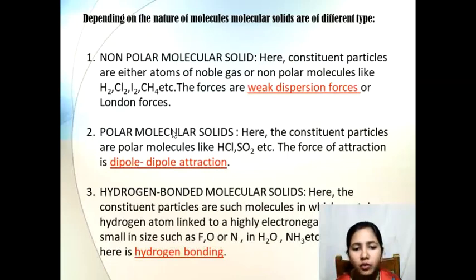The third one is the hydrogen bonded molecular solid. As the name says, the constituent particles are such molecules in which a hydrogen atom must be there and it is linked with an electronegative atom which is small in size. The examples are given here, like fluorine, oxygen, nitrogen in H2O, NH3, etc. And the force of attraction between them is hydrogen bonding. So there are three types of molecular solids: non-polar, polar, and hydrogen bonded molecular solids.